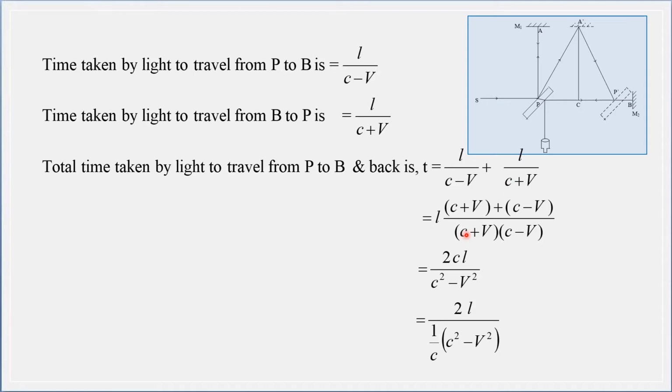Take LCM. The denominator becomes c plus v, c minus v, and the c plus v will come here in the numerator, plus the c minus v will come here, and this plus v and minus v cancels. So what we get is 2c, and that L is there, and c plus v into c minus v is c square minus v square. And then what we do is, we take the c in the denominator of the denominator. So what remains is 2L divided by 1 by c into c square minus v square.